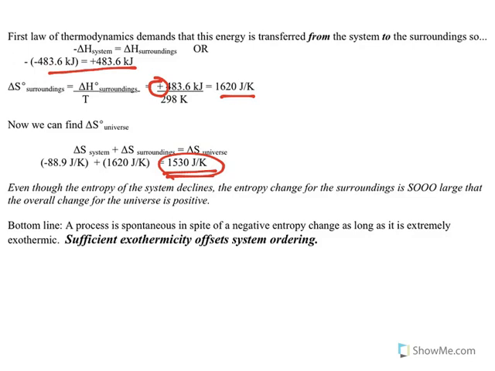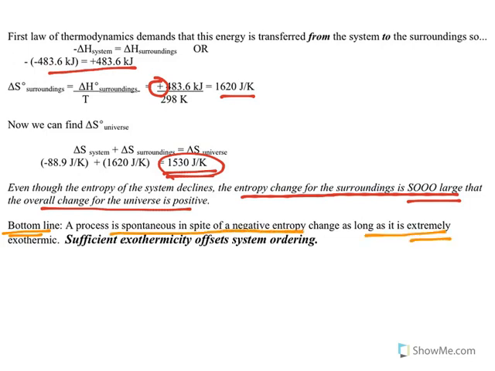And so here's the thing that's important. Even though that entropy of the system declines, the entropy change for the surroundings ends up being so large that the overall change for the universe is positive. So this is, again, bottom line: a process is spontaneous in spite of a negative entropy change as long as it is extremely exothermic. So as long as something is giving off enough heat energy, even if the entropy is negative, it can be a spontaneous process. So we need to look at those two factors together, and that's what we're going to look at in our next set of notes.